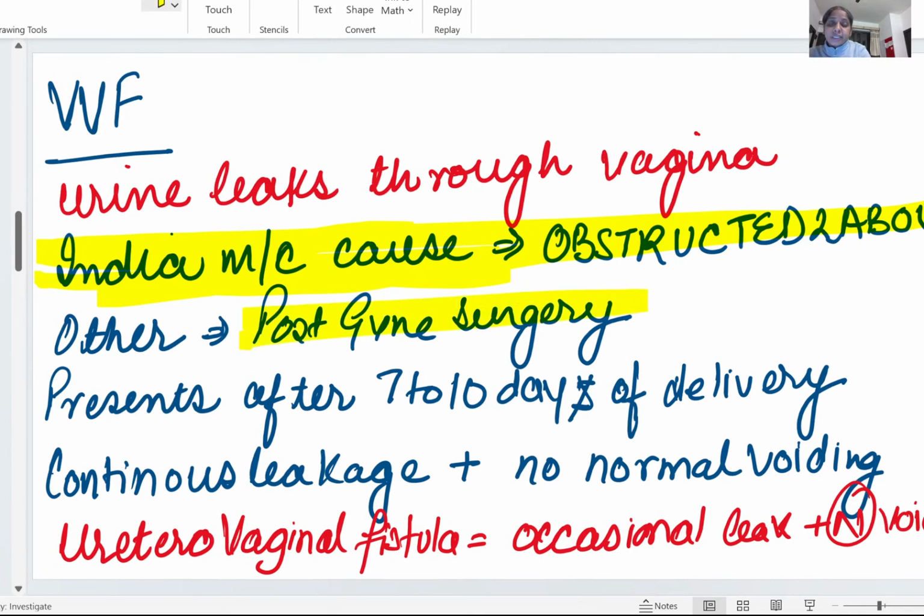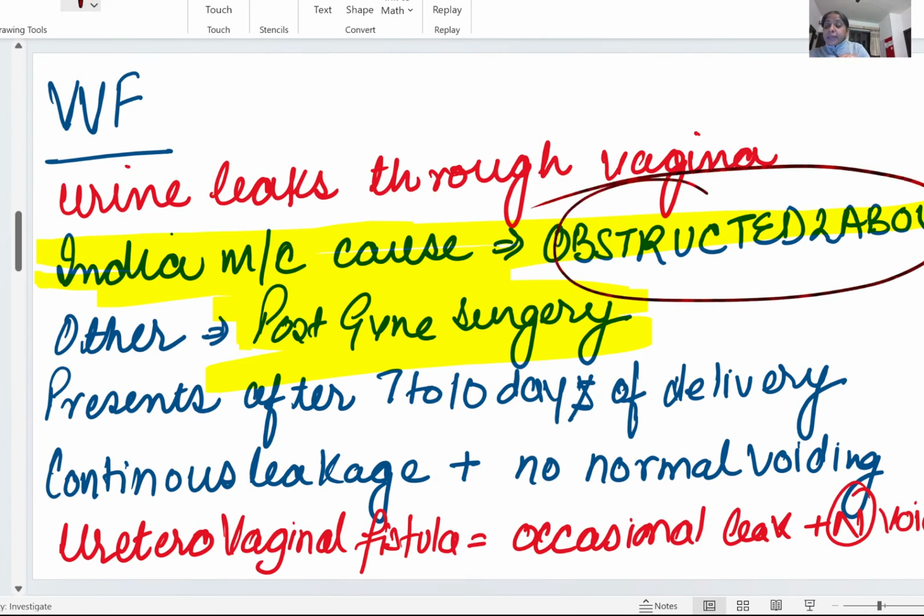Post-gynae surgeries. But if they ask you, you have to tell only the India cause. If they haven't specified India or world in the question, you will always answer obstructed labor.